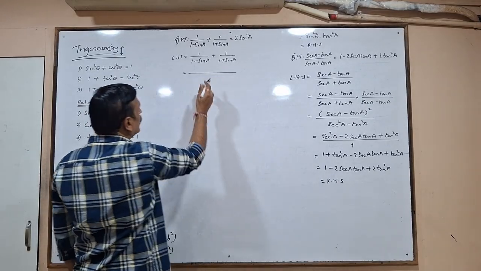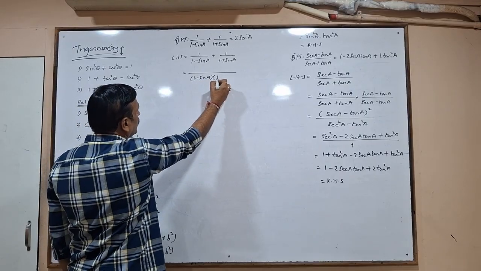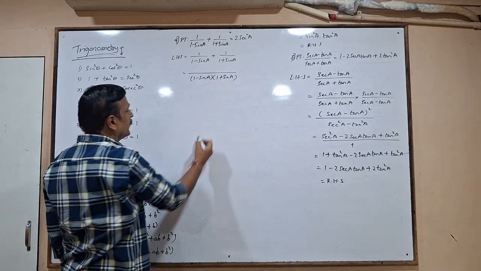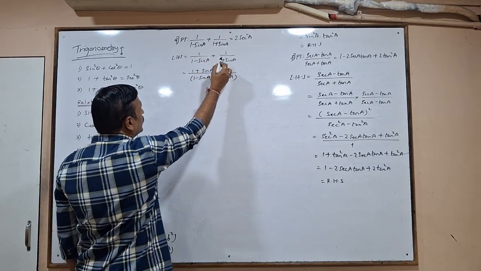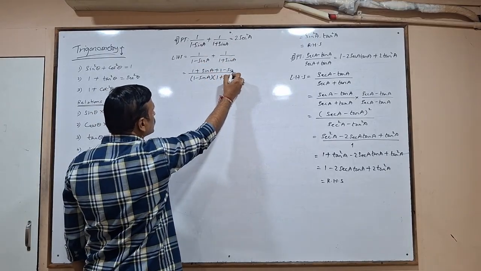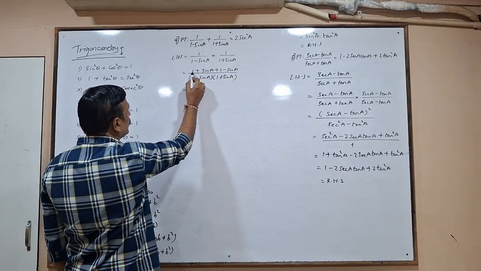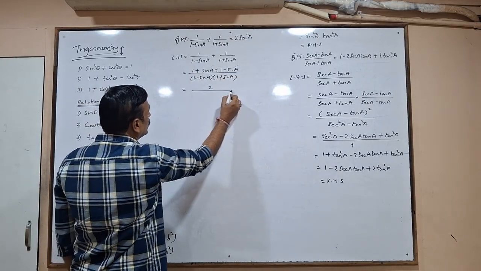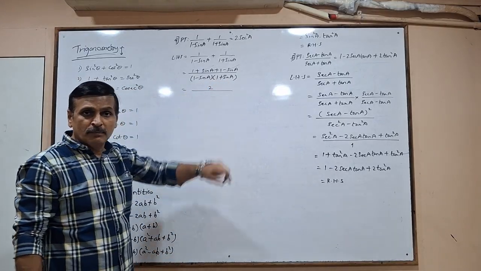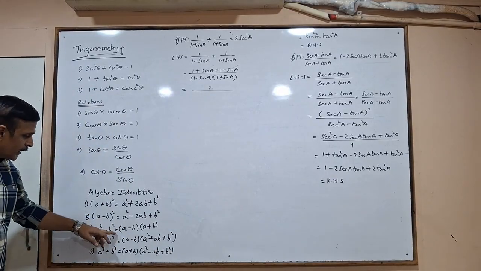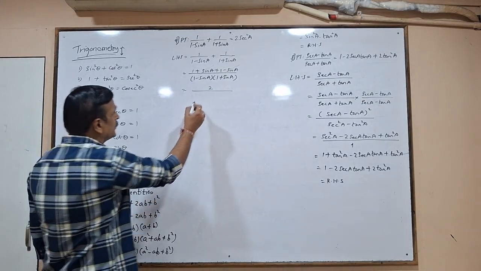If I take the LCM, as I want a single term on the right hand side, so 1 minus sin A into 1 plus sin A. So this 1 will be multiplied by 1 plus sin A, and this 1 will be multiplied by 1 minus sin A. So plus sin A and minus sin A gets cancelled. 1 plus 1 is 2. Denominator is of the form A minus B into A plus B. Again, the algebraic identity A minus B into A plus B, and what it is? A square minus B square.